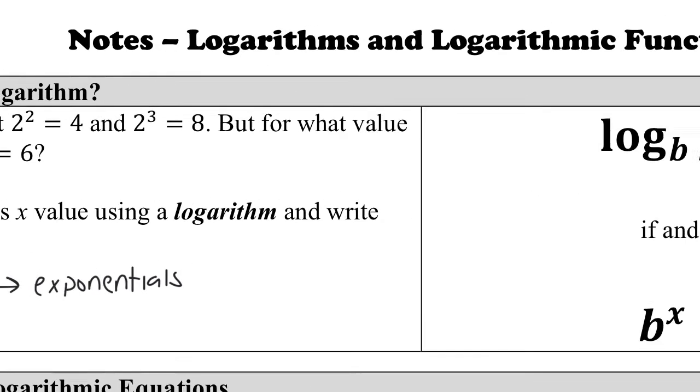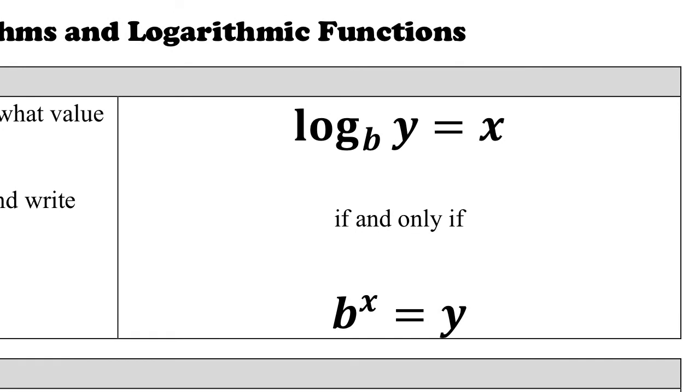So here's how a logarithm looks. Log base b of y, that's how we read that. Log base b of y is equal to x if and only if b to the x is equal to y. So these two statements are related. This is the log format, and this is the exponential format. Here's how you can convert between the two: b to the x power is equal to y. See, b to the x equals y.